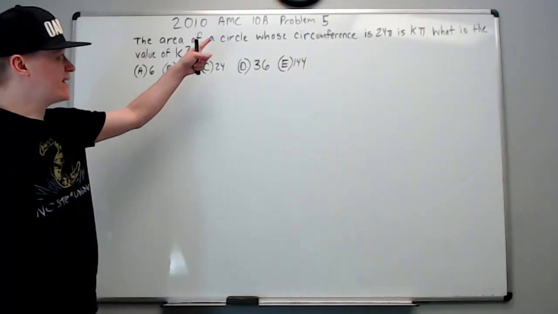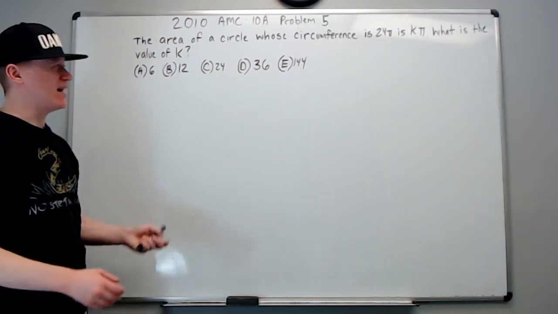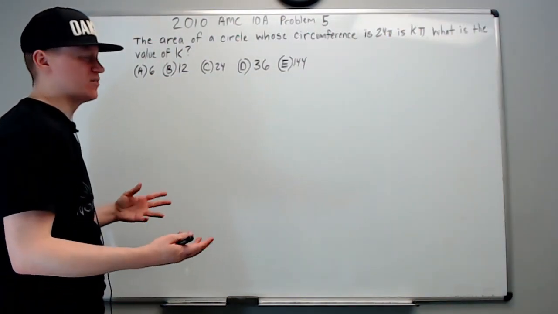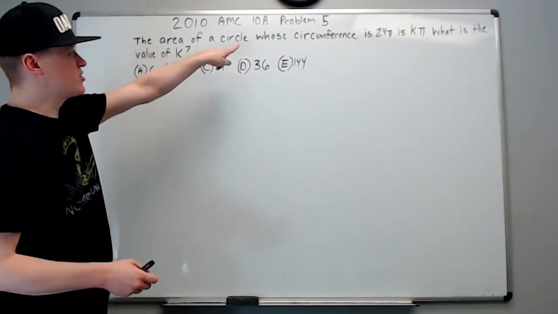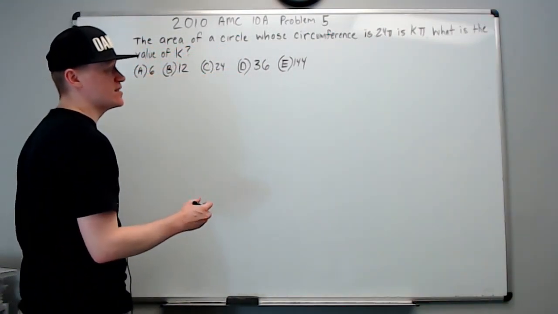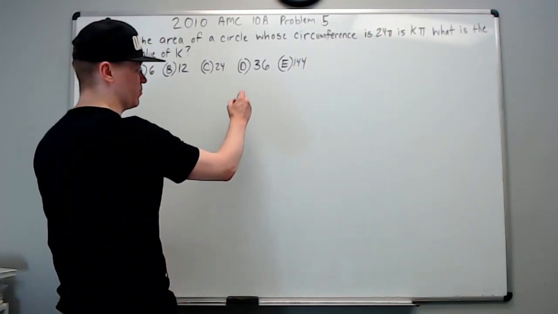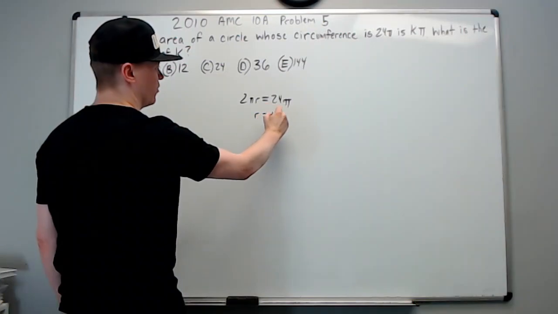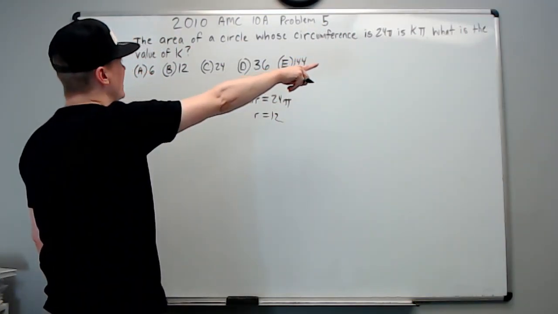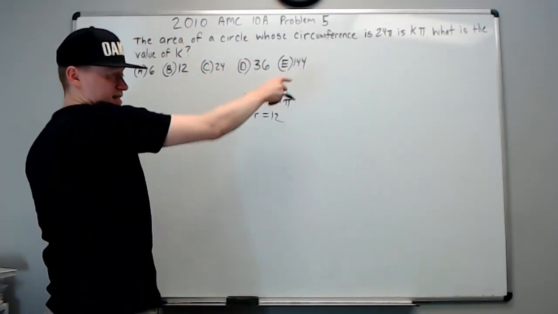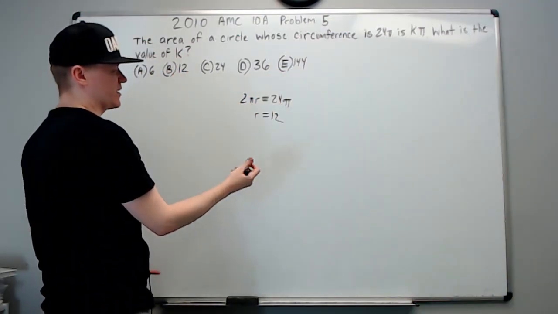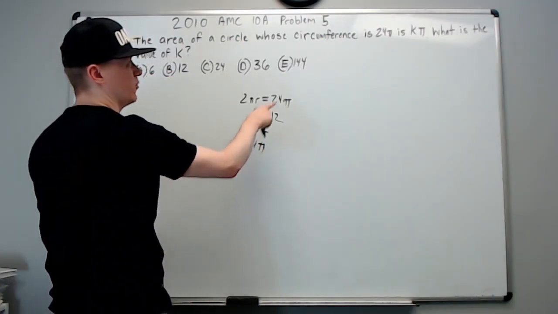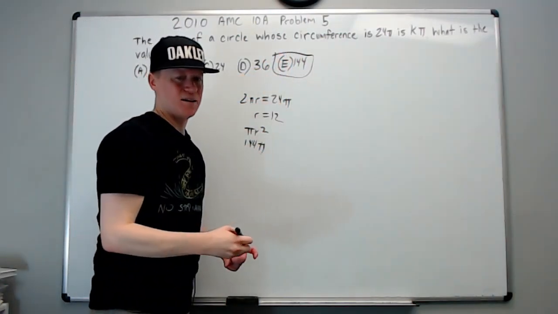This is the 2010 AMC 10A problem 5, which in my opinion was the easiest of the first 5, maybe competing with 1 for that title. The area of a circle whose circumference is 24 pi. Pause and interpret. 2 pi r equals 24 pi, therefore r is 12. The area is k pi. What is the value of k? Well, pi r squared is 144 pi, so 144 must be k. That's E. We're on to the next set.